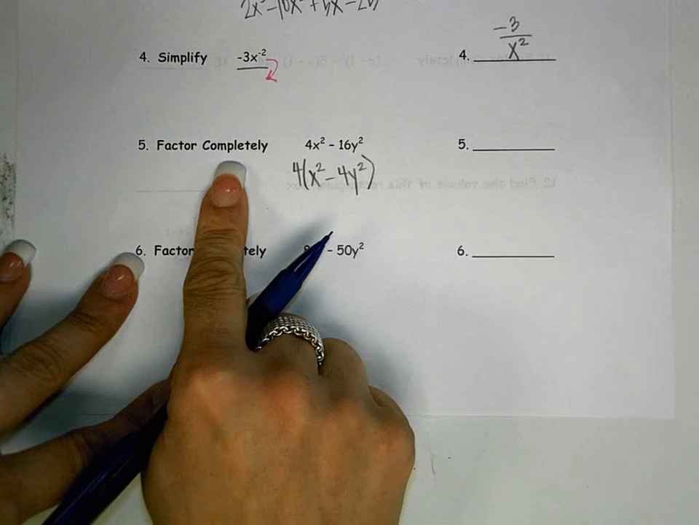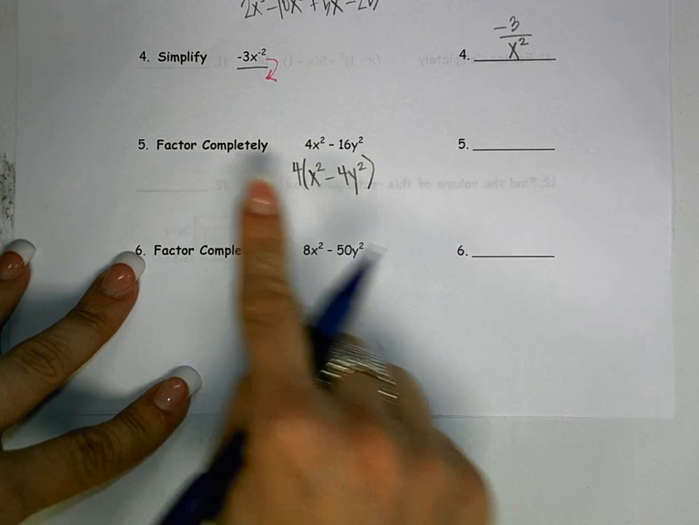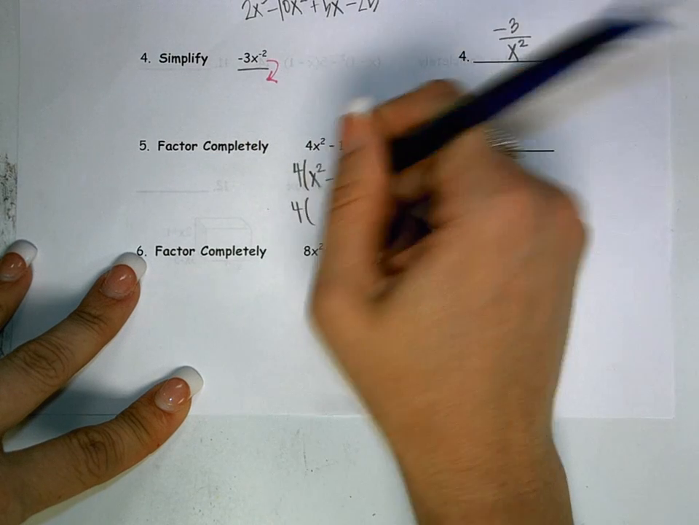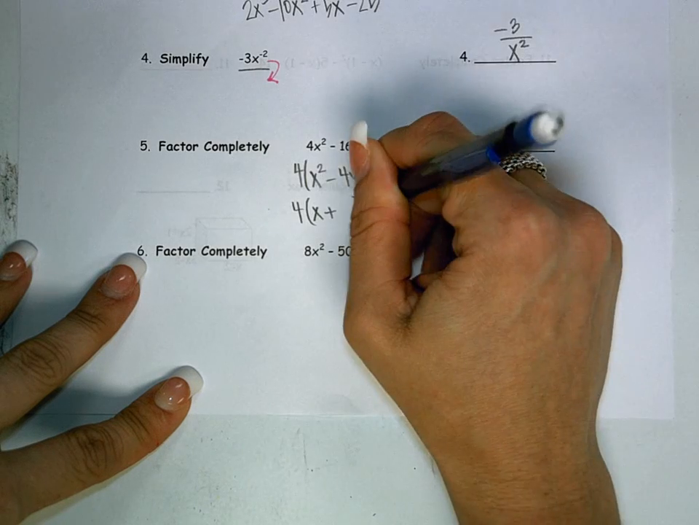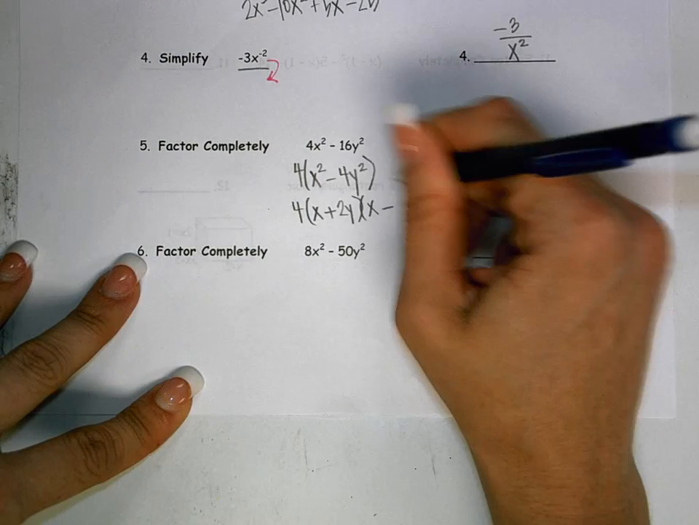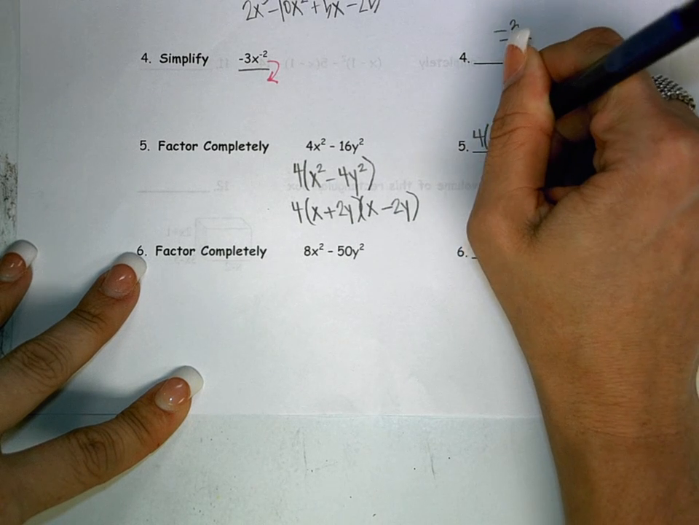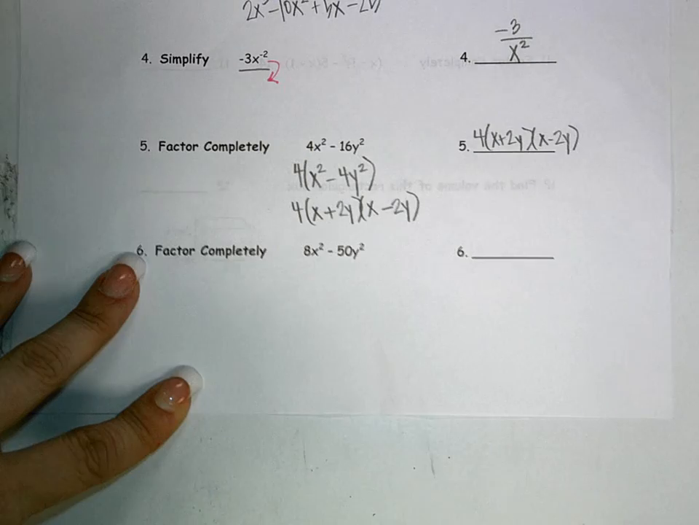Remember, this says factor completely, so almost always you're going to have to factor twice. Okay, so we still have a 4. This is difference of squares. So 1 positive, 1 negative. X squared breaks down to x and x. 4y squared breaks down to 2y and 2y. So 4 times x plus 2y times x minus 2y.